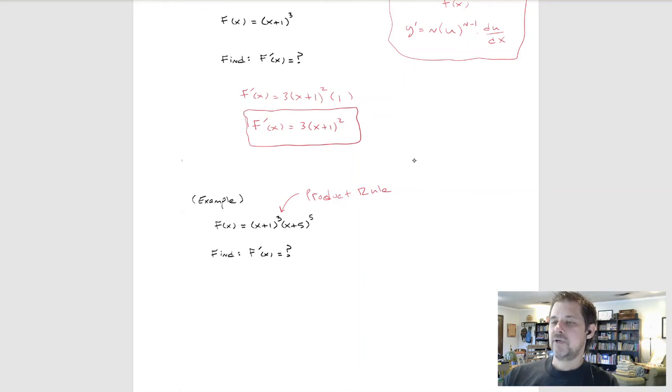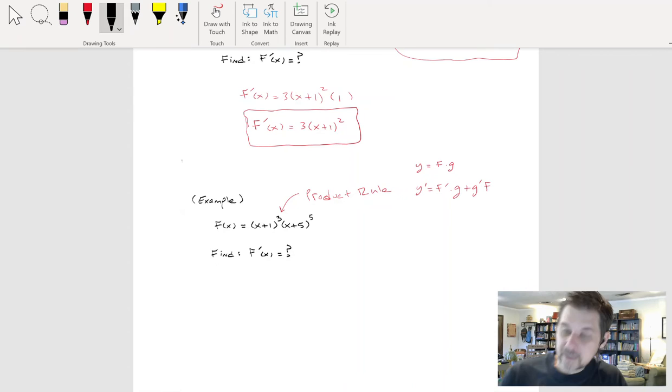Product rule says if y is one function f times another function g, then the derivative of that is f prime, meaning the derivative of that first function, times g, the second function the way that it is, plus g prime times f, the derivative of that second function times the first function the way that it is. So I'd have to do that. But the way that I would find the derivatives f prime and g prime along the way here would be by the chain rule as I showed you up there. So let's try to do this one with all of that in mind.